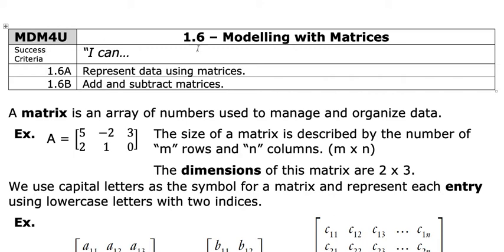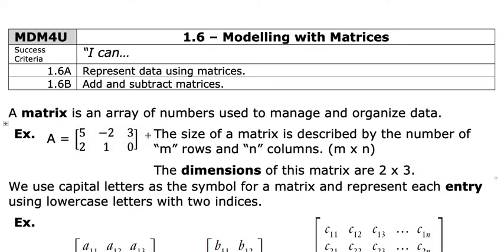MDM4U 1.6 Modeling with Matrices. So a matrix is an array of numbers used to manage and organize data. And an array is a data structure containing a number of data values, all of which are the same type, and in our case is organized into rows and columns. And remember, rows are side to side, columns are vertical.